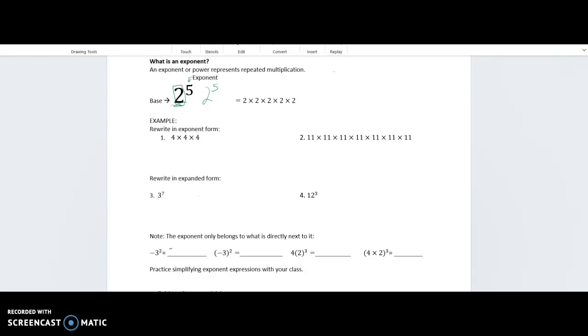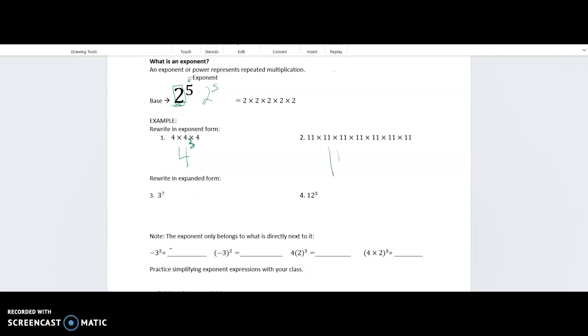Here I see 4 multiplied by itself 3 times. So instead of writing 4 times 4 times 4, I can shorthand it by writing 4 to the third with my exponents. Here I see 11 multiplied by itself 1, 2, 3, 4, 5, 6, 7 times.